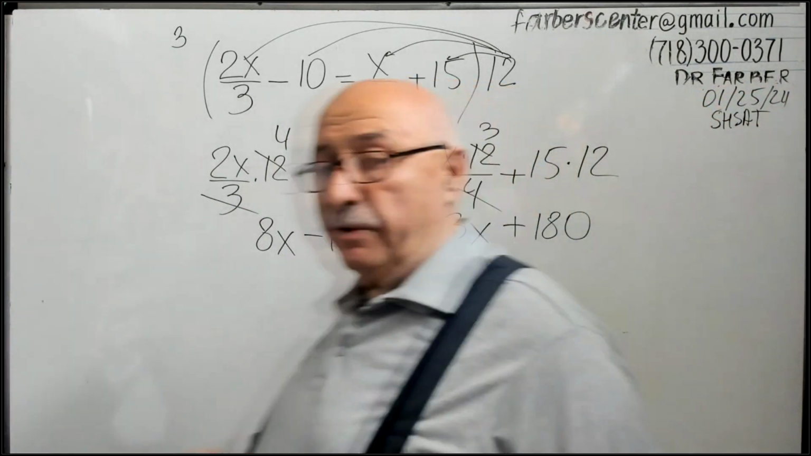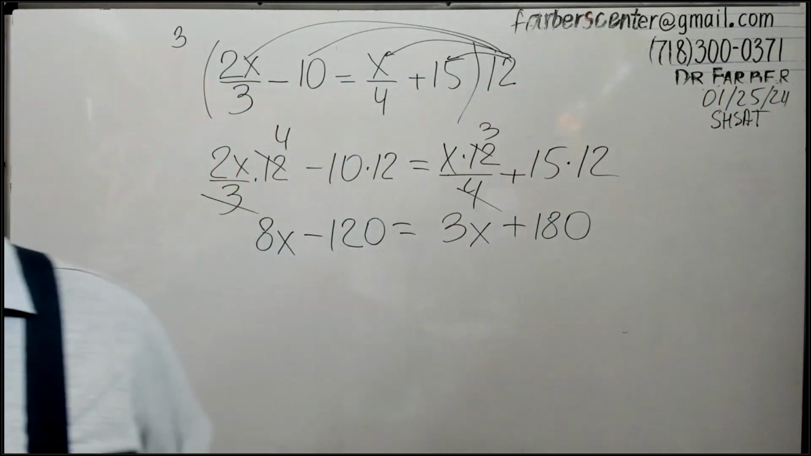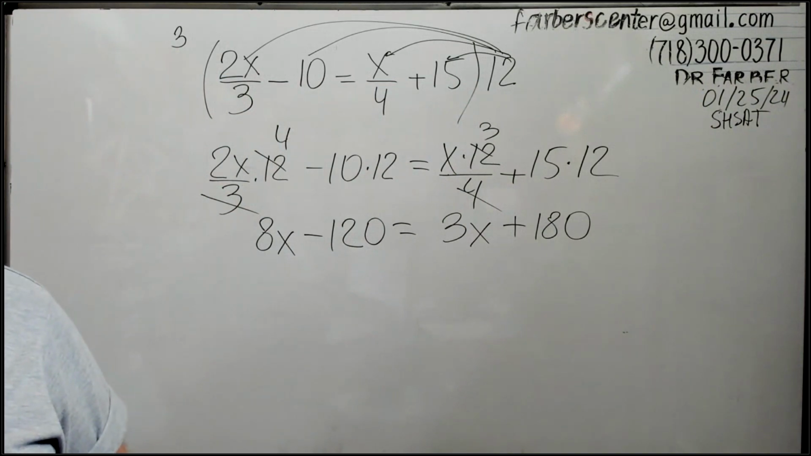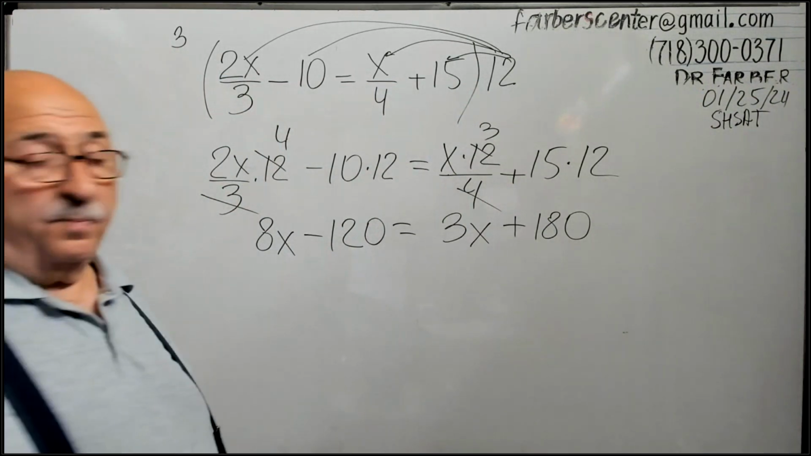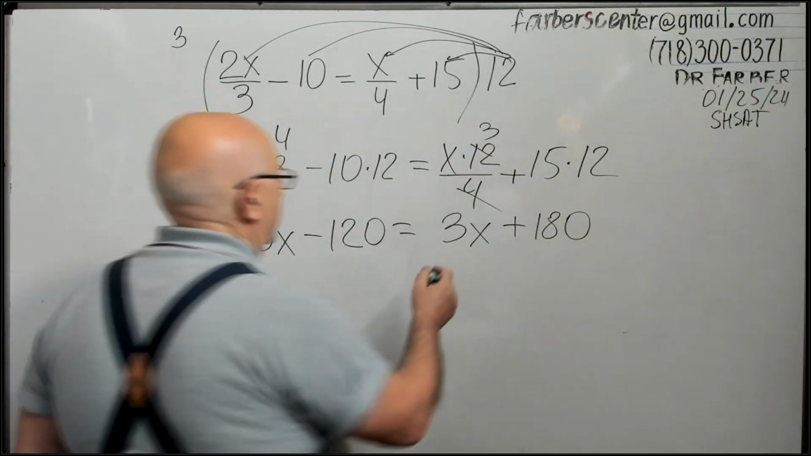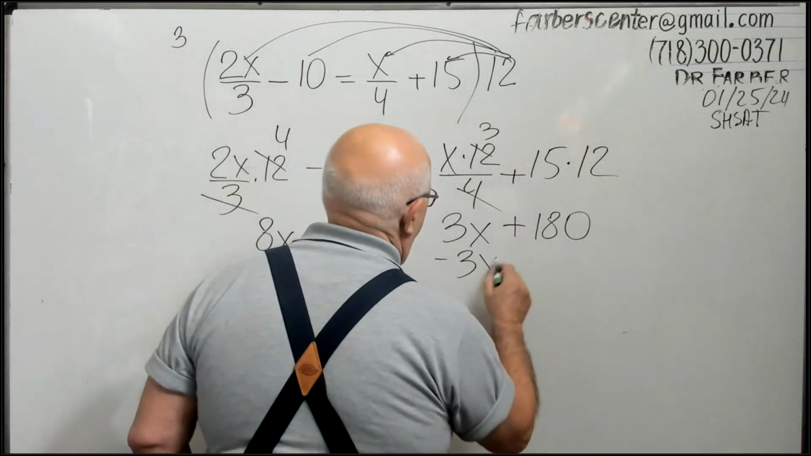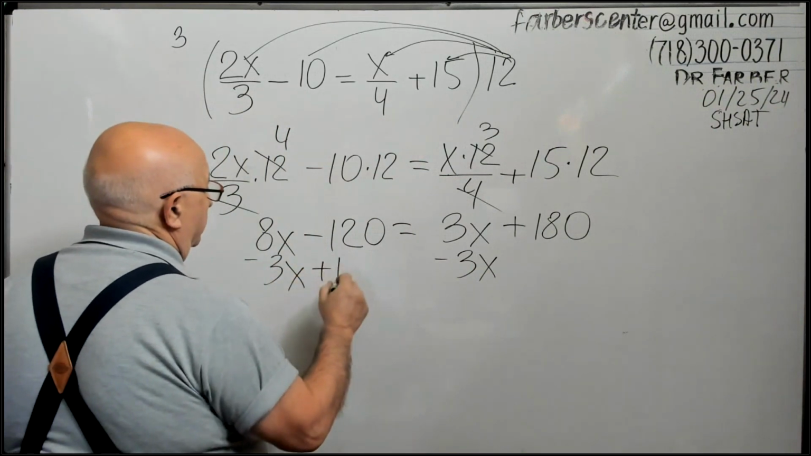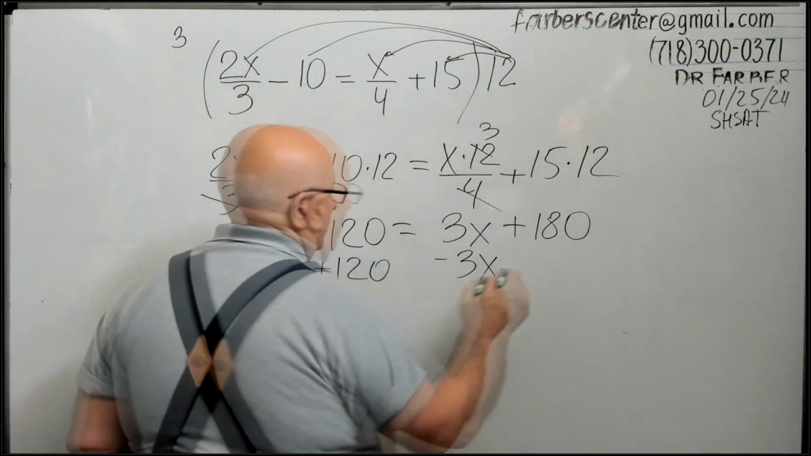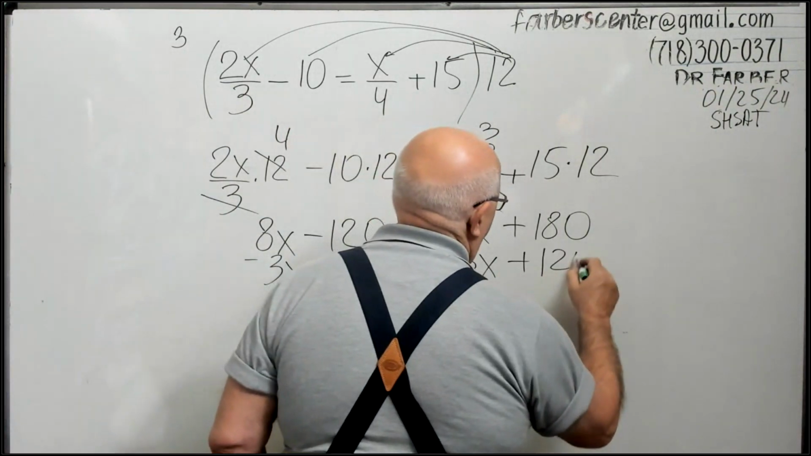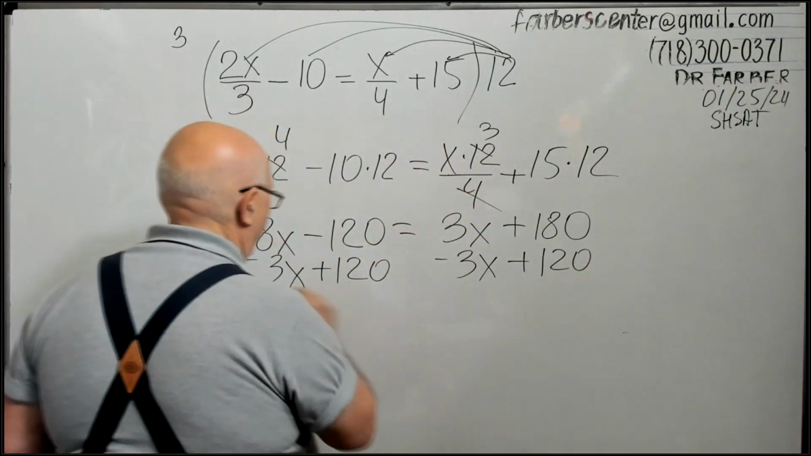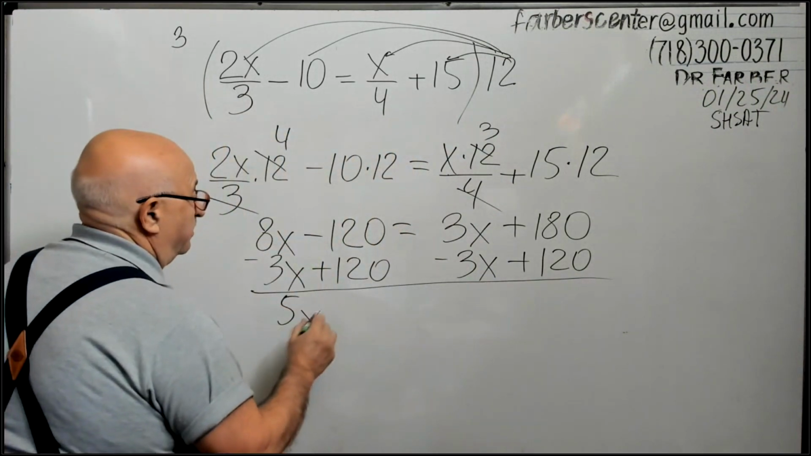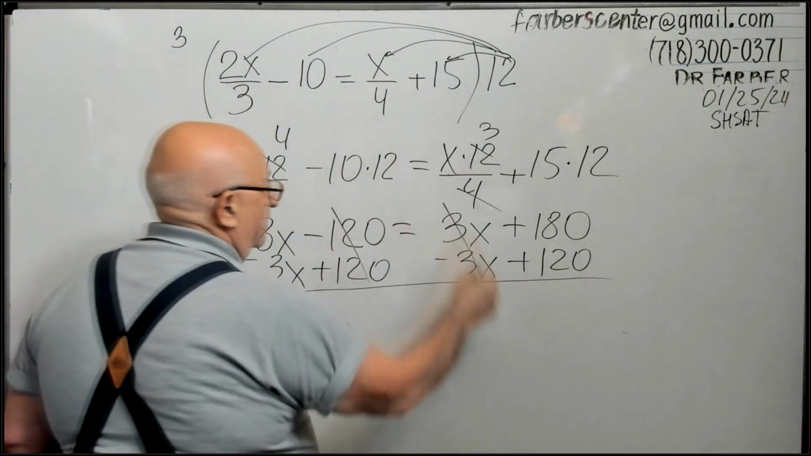Do you understand everything up to this point, students? Good, good, good. Gabriel? Okay, now, according to the rule, you know what to do. Minus 3x, plus 120 and plus 120. 8x minus 3x, 5x. Cancel out.